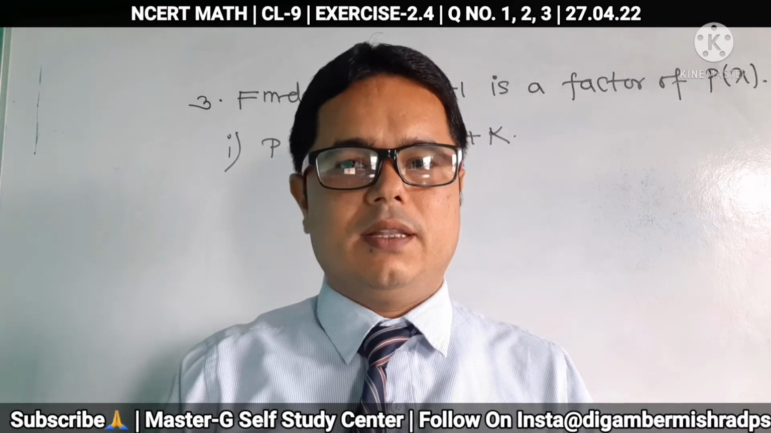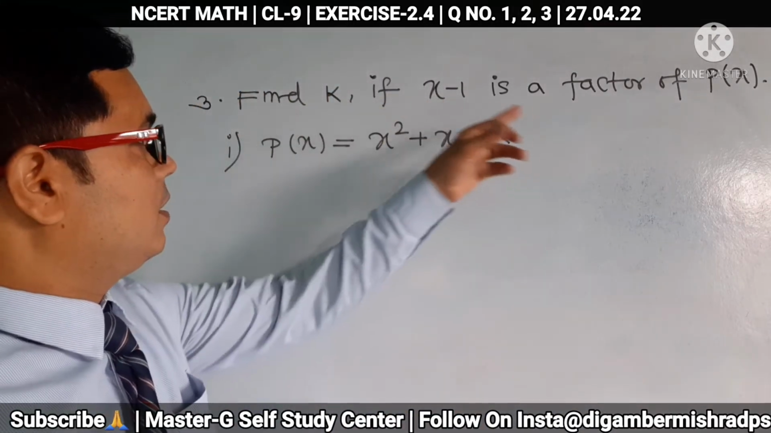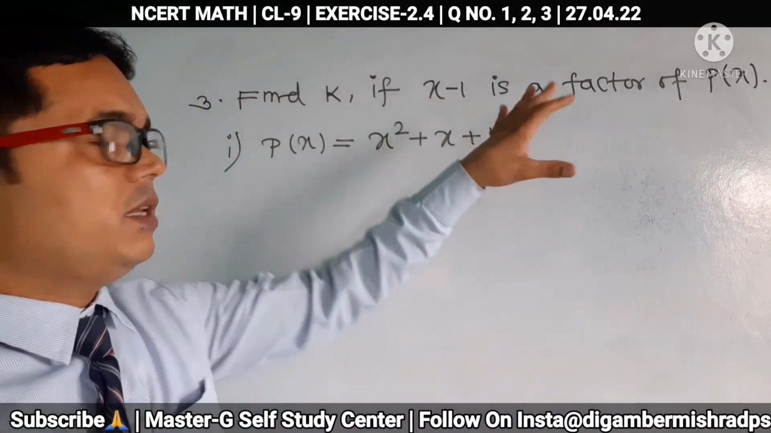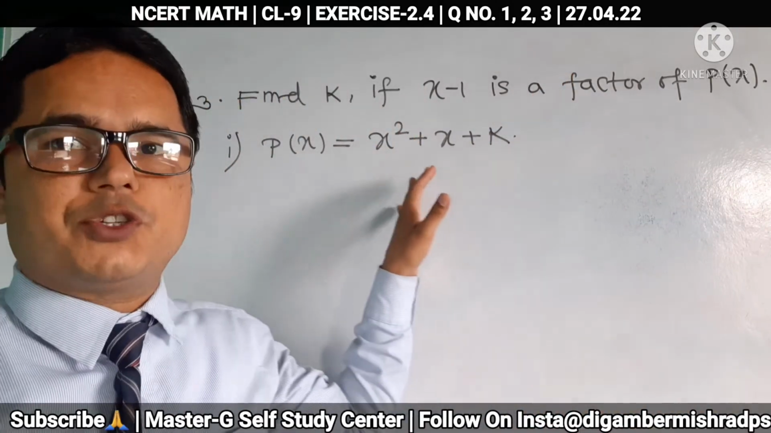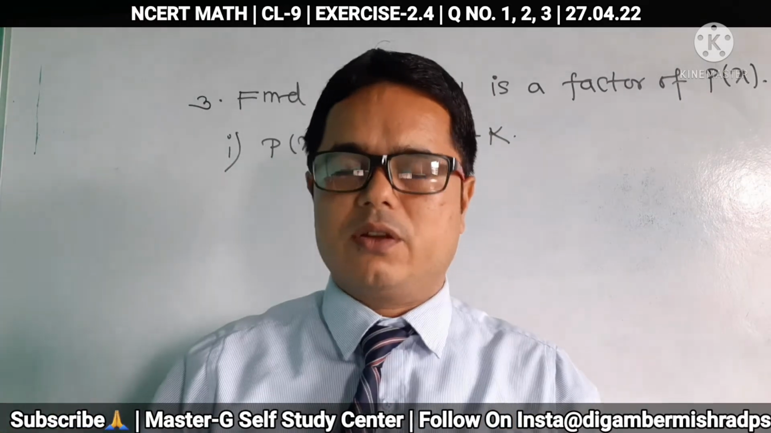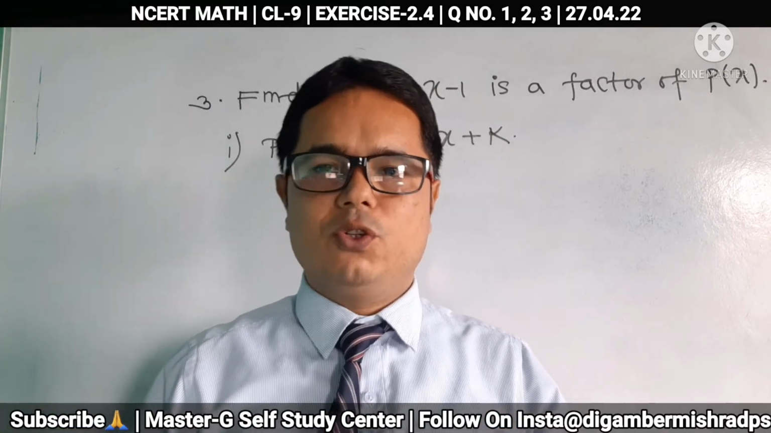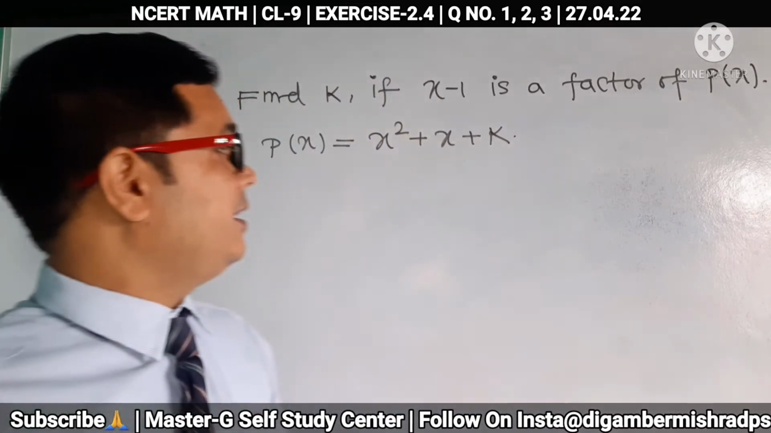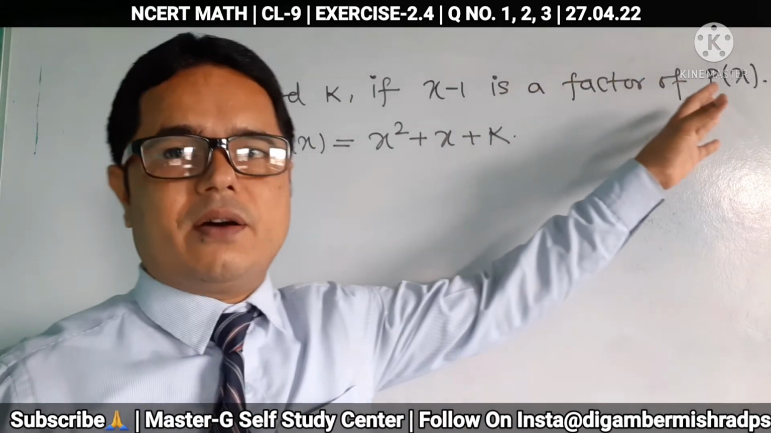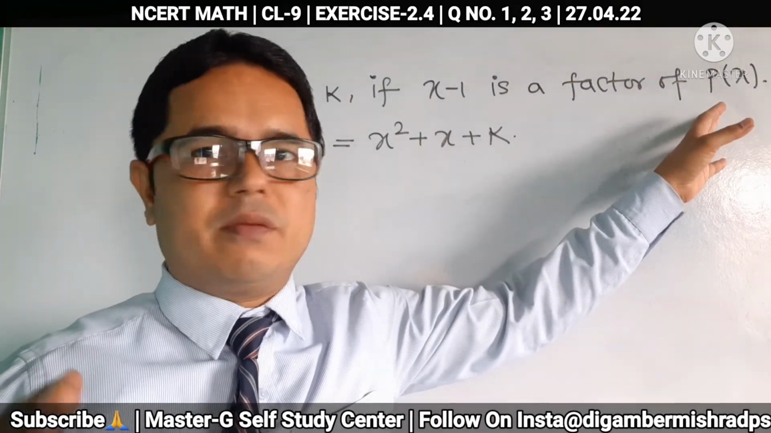So in the next question it is asked, if x minus 1 is a factor of p(x), what is p(x) here? The p(x) is this in question number 1 and it will change in other questions. So find the value of k. So using the factor theorem, we can say that if x minus 1 is a factor of p(x), the remainder must come 0, right? Remainder must come 0.